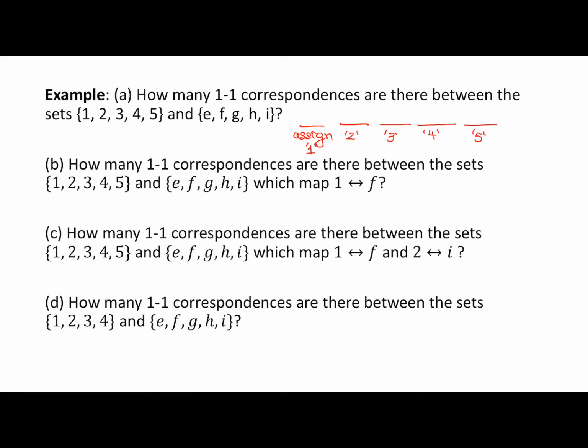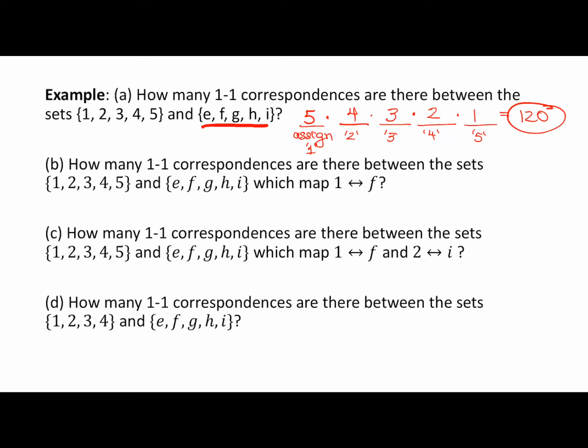Okay, so when I start with element 1, there are 5 choices of what I could assign it to. So there are 5 ways I could assign element 1. And now I've taken one of those choices out. So when I go to assign 2, I'm down to 4 choices. For 3, I have 3 choices. For 4, I have 2 choices. And for 5, I have 1 choice. The fundamental counting principle says I need to multiply these to get the total number of ways to assign a correspondence between these two sets. So 5 times 4 is 20. 3 times 2 is 6. 20 times 6 is going to give me 120.